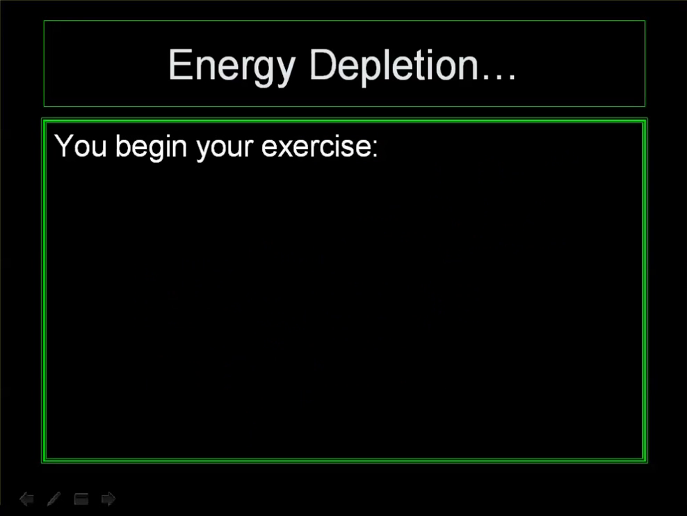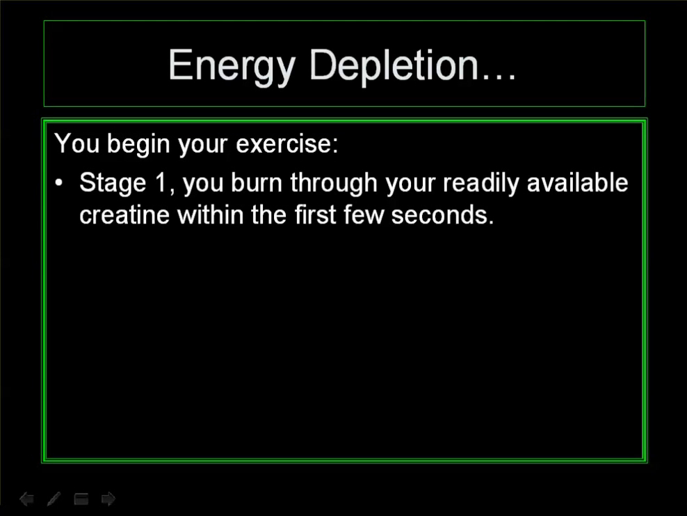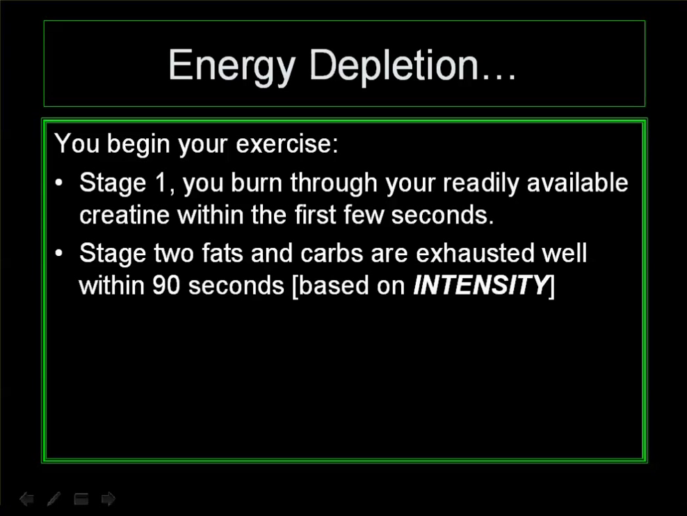Energy depletion. Let's walk through the typical energy depletion process. As you begin your exercise, stage 1. You burn through your readily available creatine within the first second or 2, depending on intensity and duration. Your body goes immediately into its second stage of conversion, fats or then carbs, which is then converted into the lactic acid based again on intensity. All right, so at this stage, you will be exhausted well within that 90 seconds. The chances of you ever getting to 60 seconds is slim.